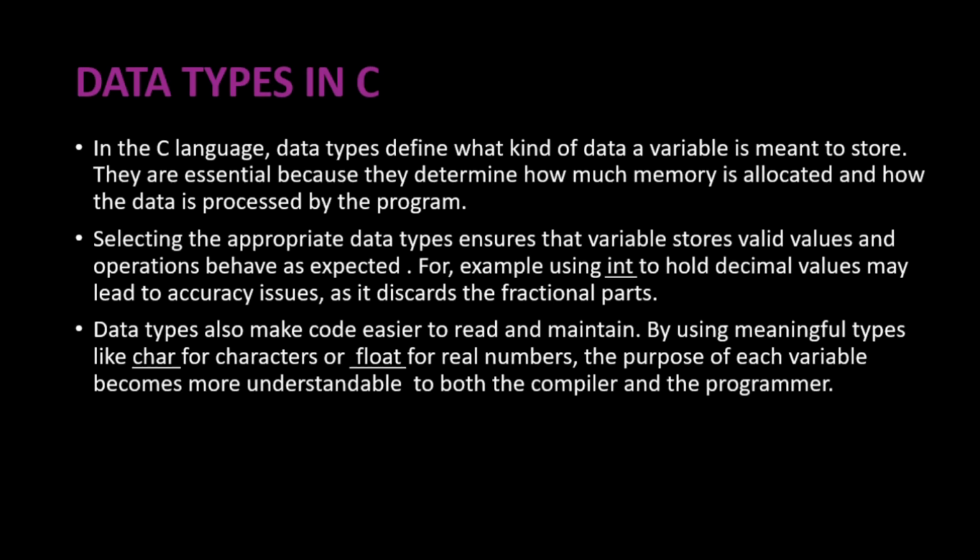To program the code, we should use appropriate data types for the variables. For example, using int to hold decimal values may lead to an error, as it discards the fractional part. Data types also make code easier to read and maintain. By using meaningful data types like char for characters, float for real numbers, and int for integers, the purpose of each variable becomes more understandable to both the compiler and the programmer.